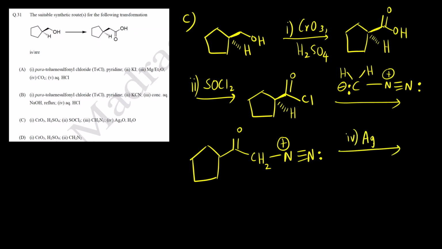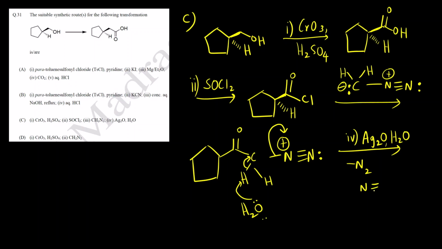You react it with silver oxide and water. This will act as a base. It will form a negative charge on the carbon. At the same time, nitrogen will go away as a good leaving group. Nitrogen gas is lost.